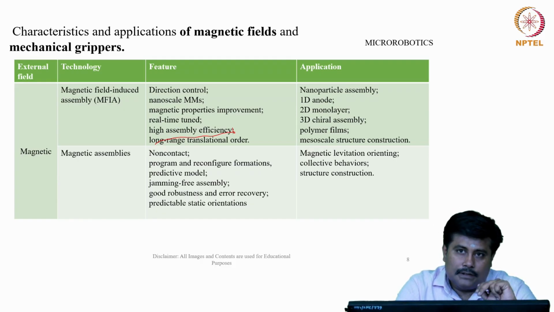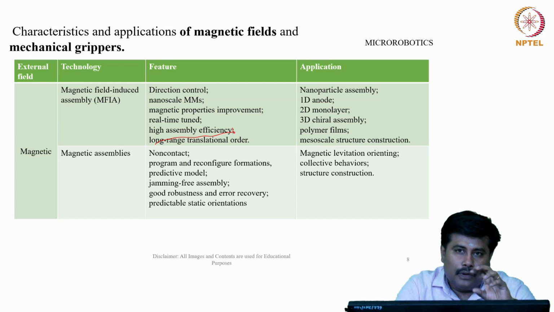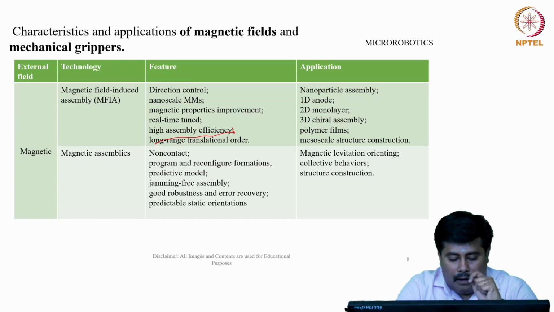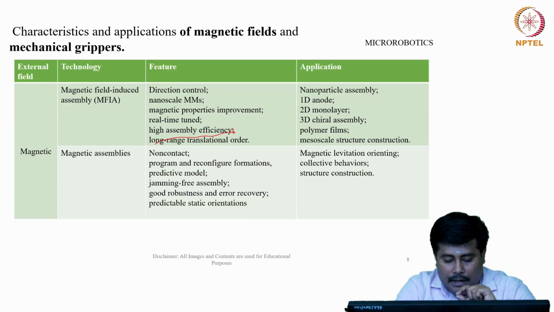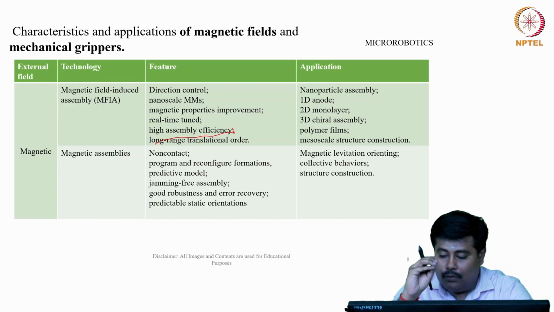Now, the next system is the magnetic assemblies. This is a non-contact based system, and you can program it and reconfigure the formations based on the requirement. It has its own predictive models, and it has jamming-free assembly. One important point is good robustness, it has error recovery, and it is predictable at static orientations.